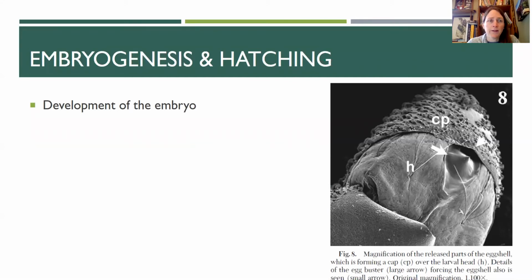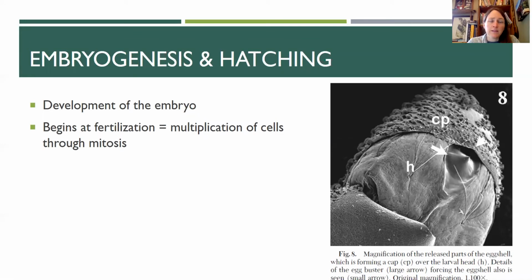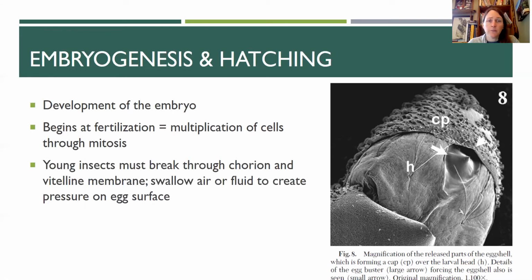So to start off with, the embryo develops inside the egg, and this begins at fertilization. There's the multiplication of cells through mitosis. There's development. We have different types of tissues developing, different types of organs developing. And then eventually the young insect must break through the chorion of the egg and the vitelline membrane. They might swallow air or fluid to bulge out and create pressure on the egg surface. The egg itself might have lines of weakness or hinges that can pop open.